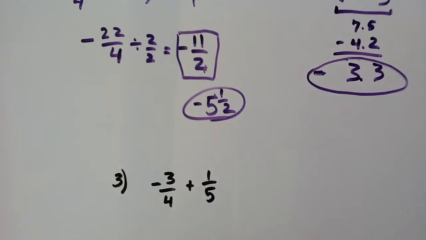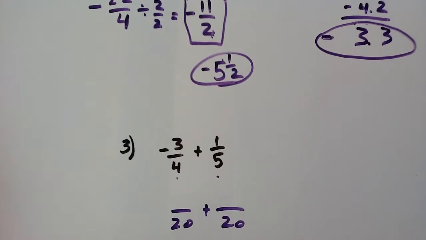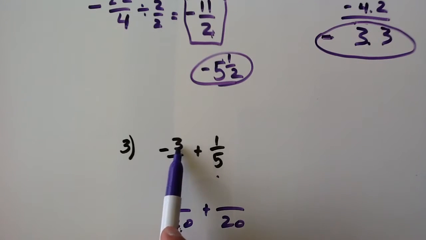Okay, I'm dealing with fractions here, so I know I need a common denominator so that I can add or subtract them. So what's a common denominator between 4 and 5? Well, we could say 20, right? 20 is a common denominator, or common multiple that 4 and 5 have in common. So how would you get from 4 to 20? 4 times what is 20? Well, 5, right? So multiply the numerator by that same number.